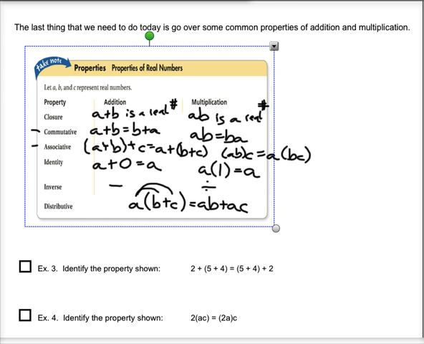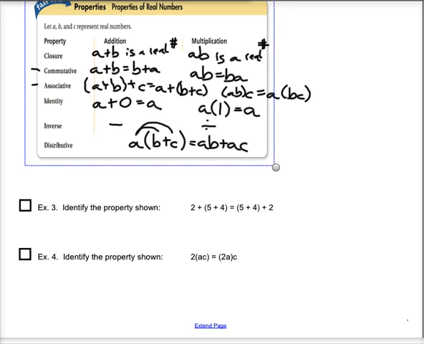So before we end this video, I quickly want to go over 2 examples with you, okay? So identify the properties shown. 2 plus 5 plus 4 and 5 plus 4 plus 2. So what I want you to notice, the order of the things that they gave us is different. The first part we're starting with 2. Second part we're ending with adding the 2. They've switched the order, okay?